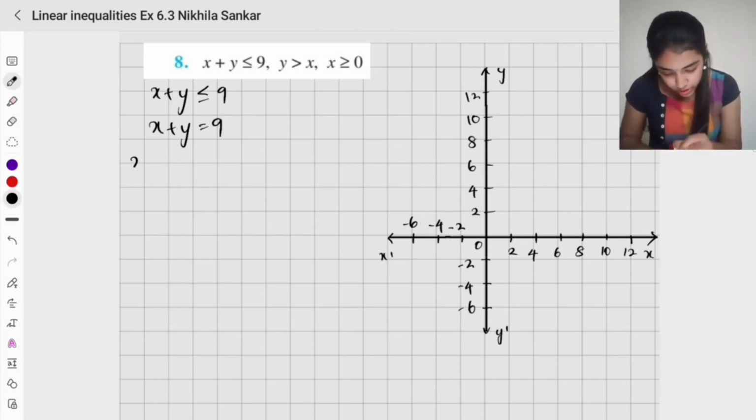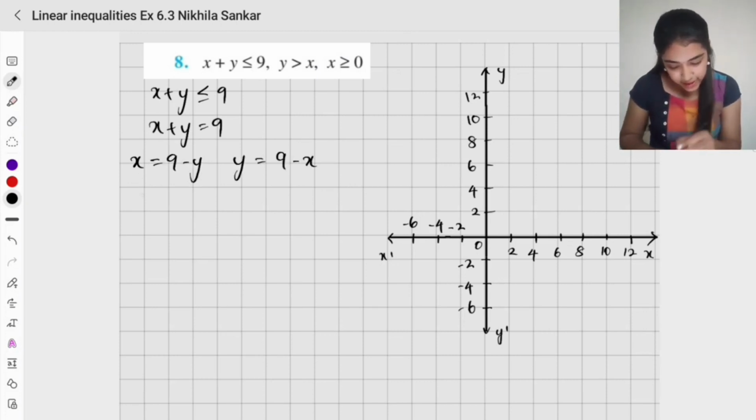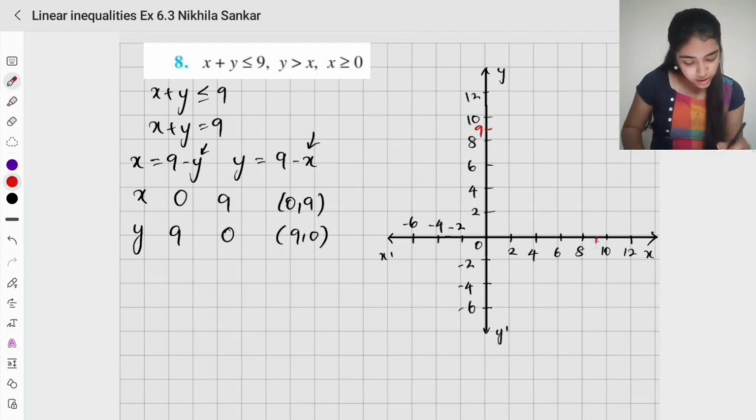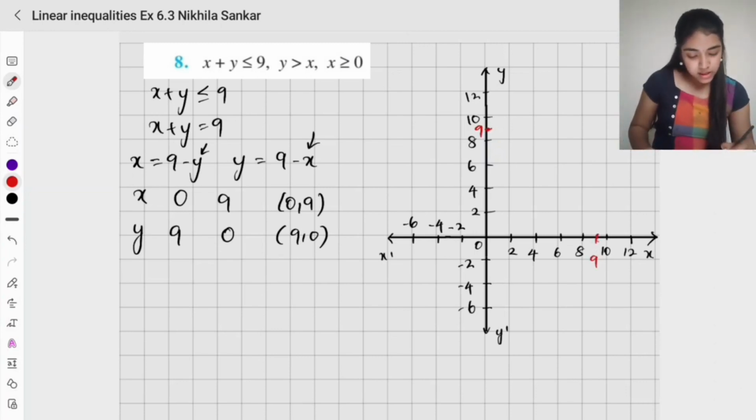You all know how to do this. Silly mistakes மட்டும் பண்ணாம இருங்க. Y equals 9 minus x. So, இப்போ x and y value, when x is 0, y is going to be 9. When y is 0, x is going to be 9. So, solution என்ன? 0, 9 and 9, 0. So, இப்போ 0, 9 எங்க இருக்கு? 9 is over here. இங்கேயும் 9 is over here in between 8 and 9. So, இந்த இடத்துல இது வந்து 0, 9, இது 9, 0.